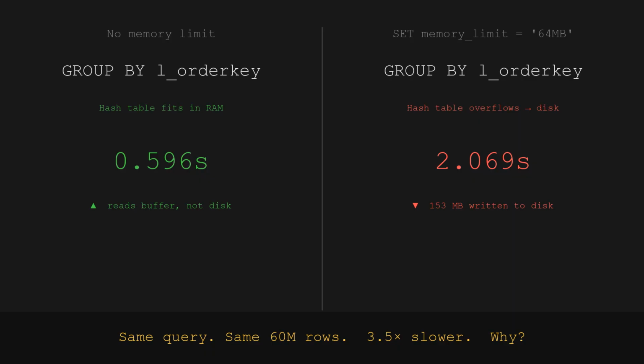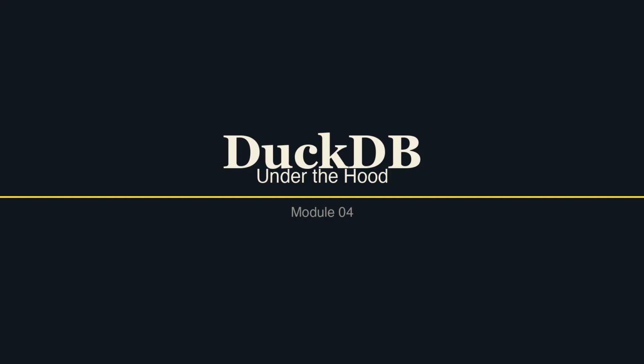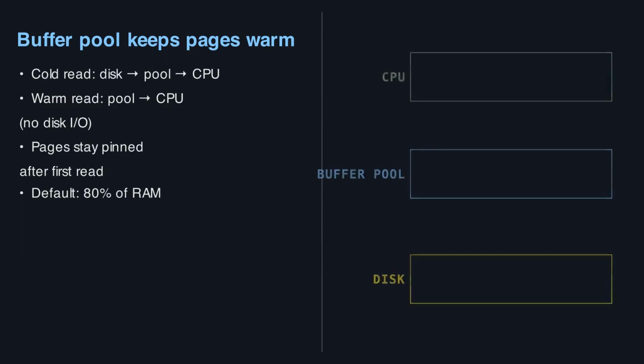But cap that RAM below what the query needs, and DuckDB spills intermediate data to disk. That's this module. DuckDB under the hood, Module 04, Memory and the Buffer Pool. The buffer pool keeps pages warm. The cold path is the first read.